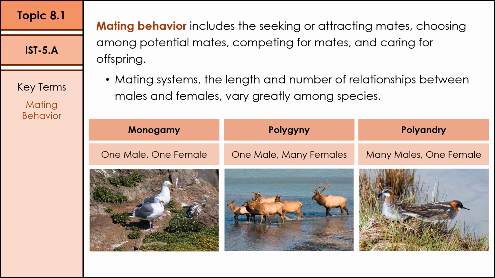So our main ones are monogamy. We have one male, one female. We have polygamy, and that is one male and many females. And we have polyandry, which is the opposite. We have many males and one female. This is really going to deal more with how many offspring we're producing, how much care these offspring need, and what our social structure looks like as a species and population overall.